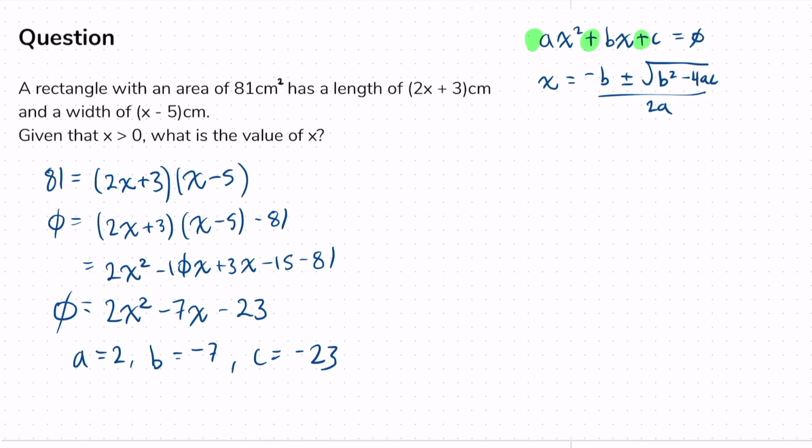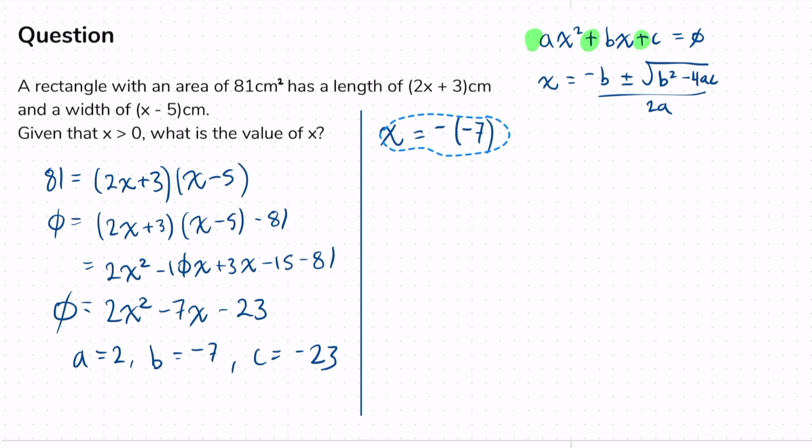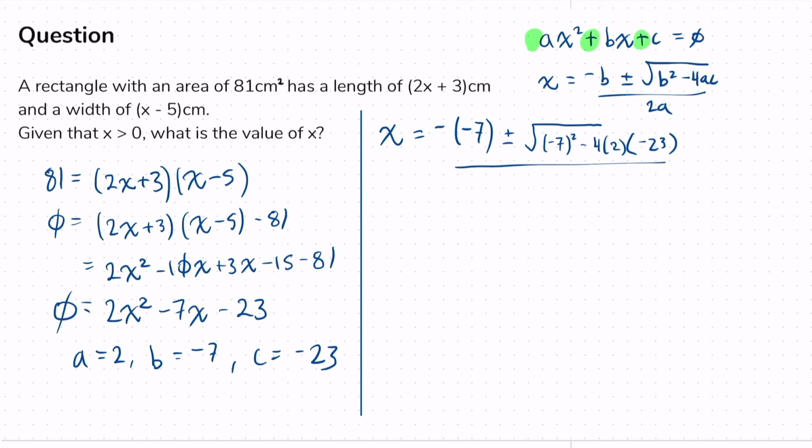So putting this into my formula, x is equal to minus b, which is minus negative 7, plus or minus the square root of b squared, that's negative 7 squared, minus 4 times a, which is 2, times c, which is negative 23, over 2 lots of 2.